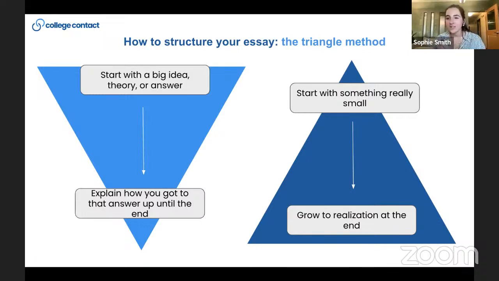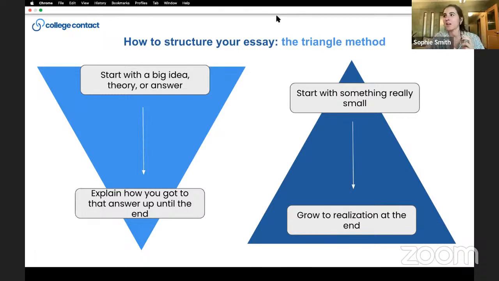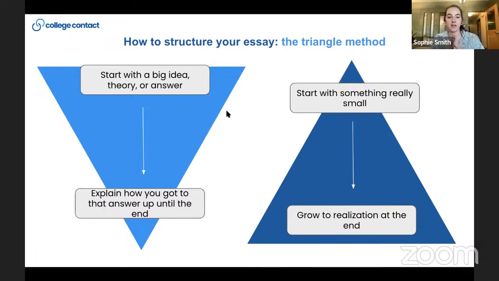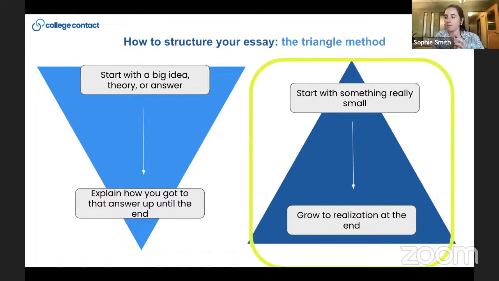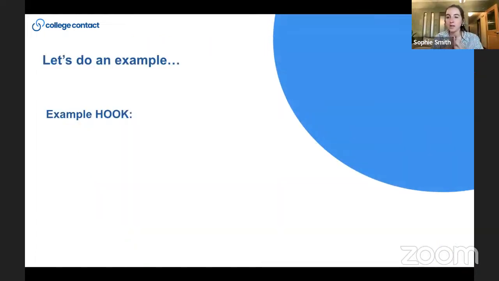Okay. So I know this is a little bit complicated of a concept because it makes sense right now, but it's hard to translate this into a college essay. Like I'm sure most of you are like, okay, it makes sense, but how do I make this happen? So I'm going to walk you through some examples. Okay, let's do an example.